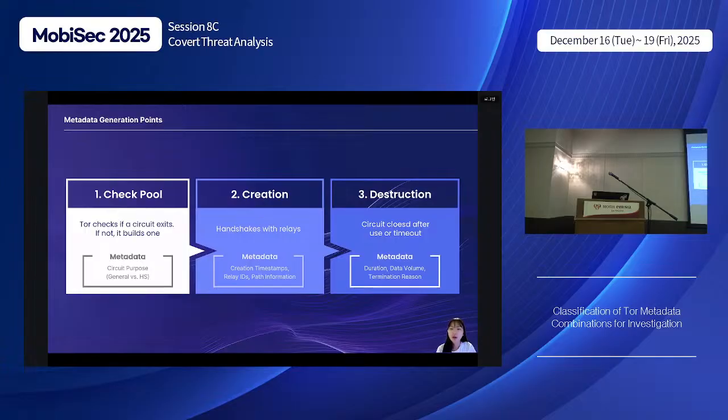Tor pre-builds circuits for multiple purposes and manages them in a pool. When users' requests arrive, Tor selects an appropriate circuit or generates a new one. After usage, circuits are detached from related objects and removed from the circuit list.